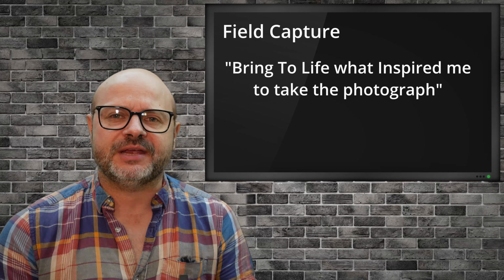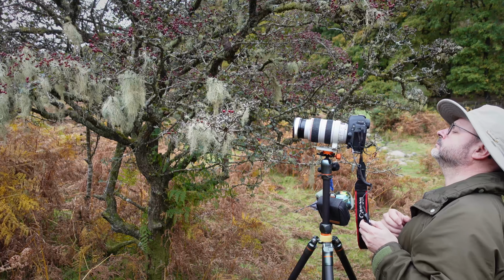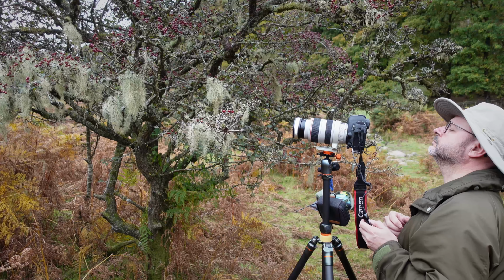So on a recent trip up onto Dartmoor National Park, I came across this fantastic tree with these wonderful red berries standing out really nicely. The reason I really liked it was because I had these berries, but the tree was quite skeletal in form. It had already lost all of its leaves, and there was a bit of moss and ferns and things hanging off the tree itself. And the background was this beautiful sort of red, dark orange colour of autumn.